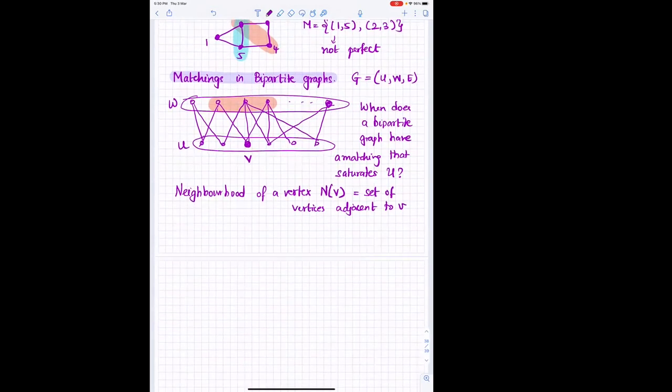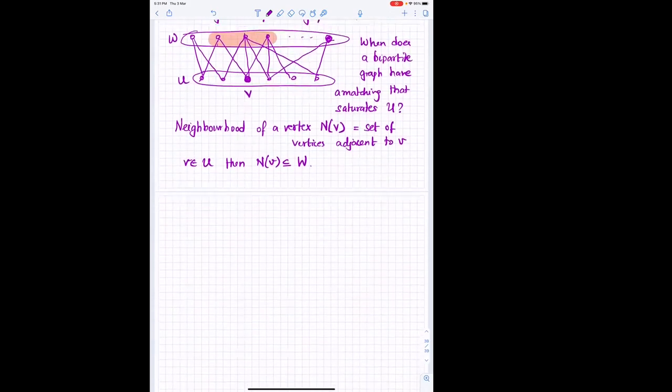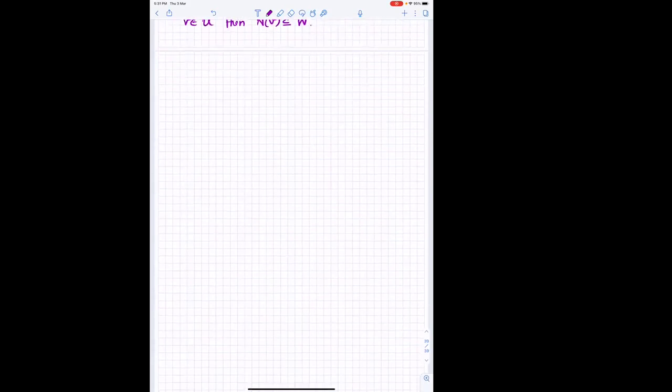So those are the set of vertices that are adjacent to v. In general, for a bipartite graph, if the vertex v is in U, then the neighborhood of v is a subset of what? W. Right? Because we don't have any edges within U. This might not hold for general graphs, but because we have partitioned the graph into two sets, you know that for any vertex v in U, the neighborhood of v is contained in W. So now, with this definition, when does a bipartite graph have a matching?